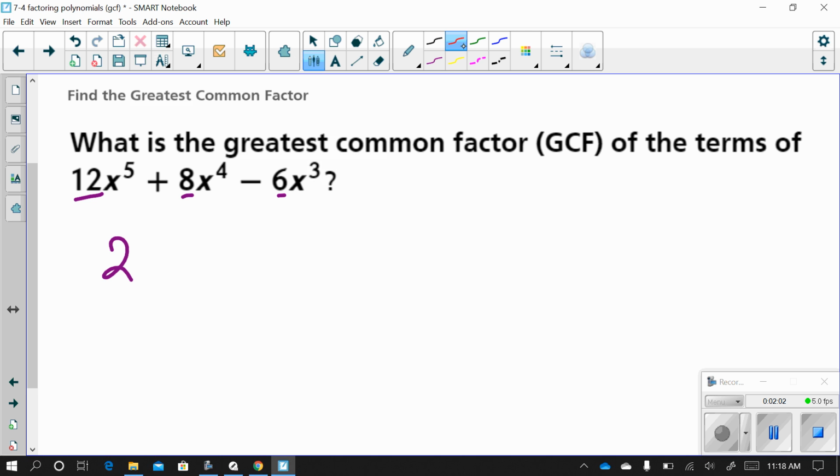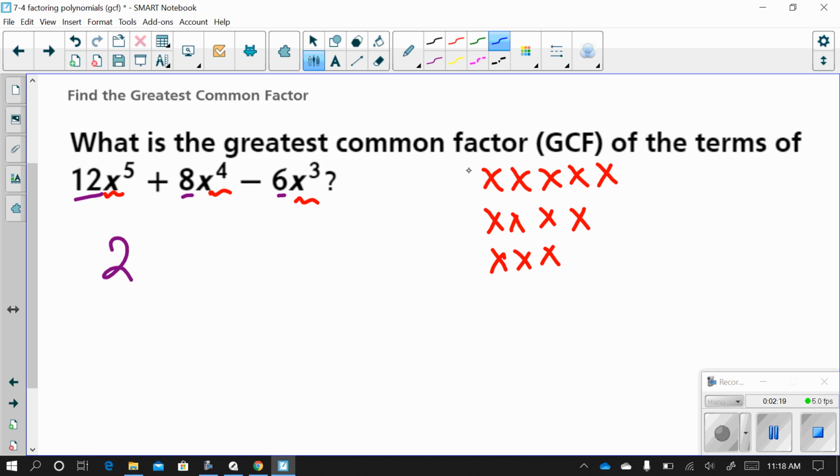Then I look at my letters. I have x to the 5th, x to the 4th, x cubed. x to the 5th is 1, 2, 3, 4, 5 x's. x to the 4th is 4. And x cubed is 3. How many x's do they have in common? They have 3 x's in common. So x cubed is the GCF there. So that is how you find the greatest common factor.